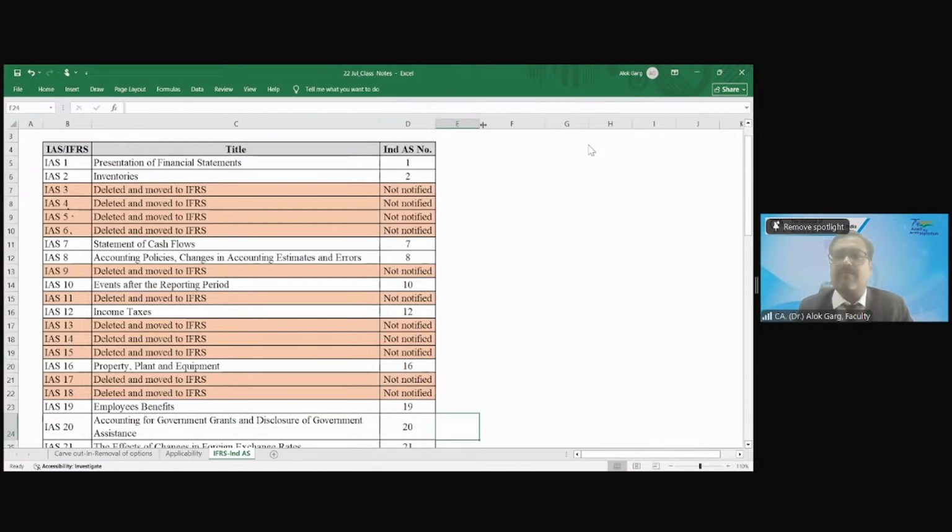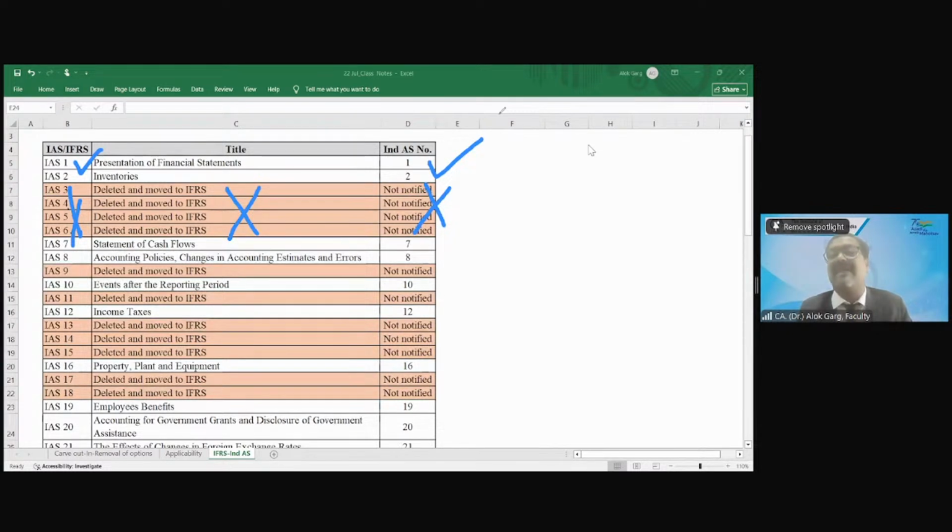Yeah. So friends, wherever IAS 1, IAS 2 was there, we have drafted Ind AS 1, Ind AS 2. But you will not find Ind AS 3, 4, 5, 6. Why will you not find Ind AS 3, 4, 5, 6? Because IAS 3, 4, 5, 6 is not there. These are deleted and moved to the IFRS series of standards. So since IAS 3, 4, 5, 6 is not there, we have also not notified Ind AS 3, 4, 5, 6.